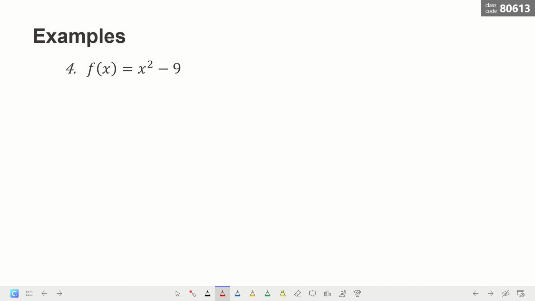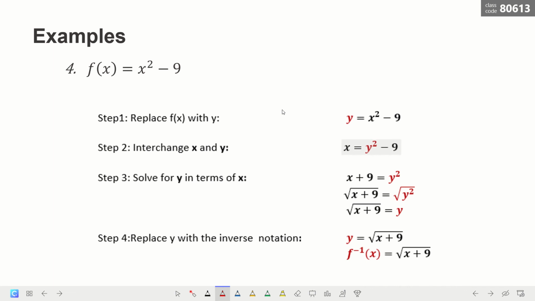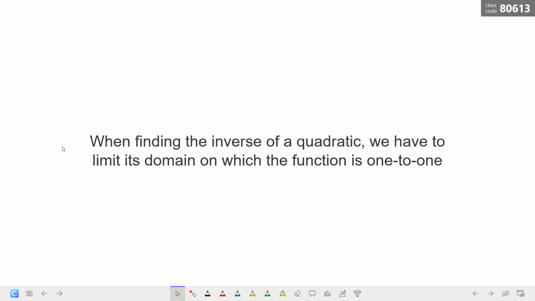So, for the solution of this equation, ayan. So, yan yun. Nasa module nyo na yan. So, the inverse of this function is f raised to negative 1 of x is equal to the square root of x plus 9. So, restrict lang natin yung value ng ating domain. So, yan na. When finding the inverse of a quadratic, we have to limit its domain on which the function is 1 to 1. Excuse me.